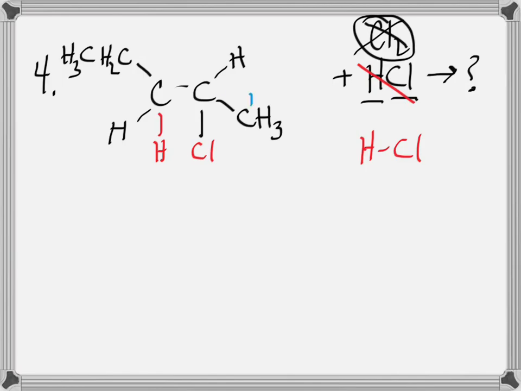And so I'll go ahead and number the carbons. 1, 2, 3, 4, 5. 5 carbon chain. And so that is a pentane. Ane because they're all single bonded. Pent because there's 5. And then there's a chlorine on the 2 carbon. So this is 2-chloropentane.